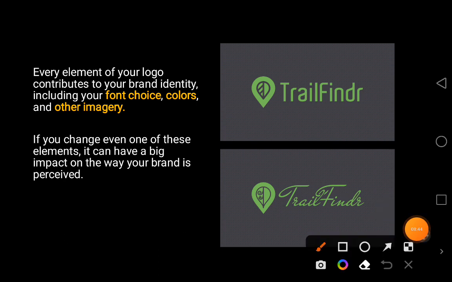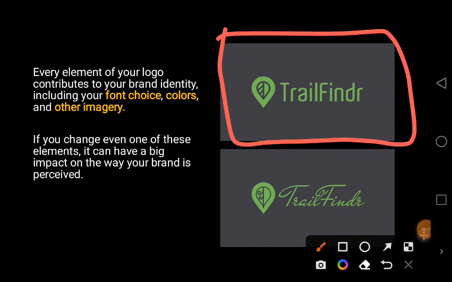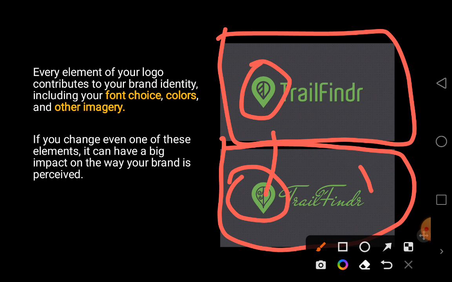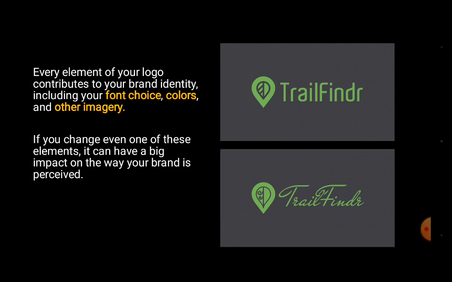Look at these two logos. This is the correct version. And when you're trying to tweak things and you eventually design this type of logo, you know, first of all, the font choice is not good. Like, people hardly read this. Plus your imagery, the color is still good, but the imagery, you can see the icon compared to this, they are different, two different things. So when you are doing your logo, consider working on every element, because if you change one particular element, it can have a big impact on the way your brand looks.